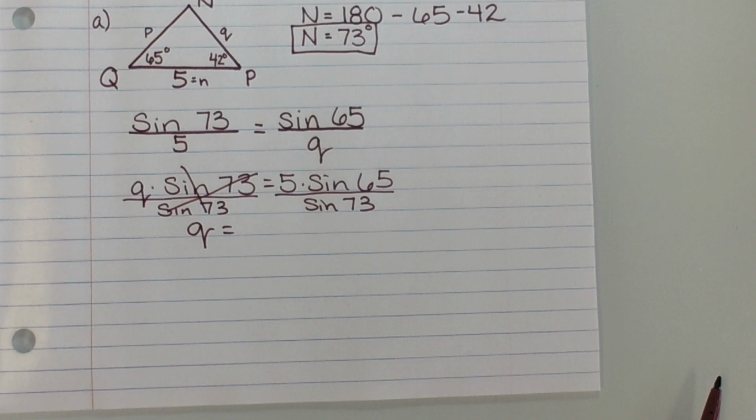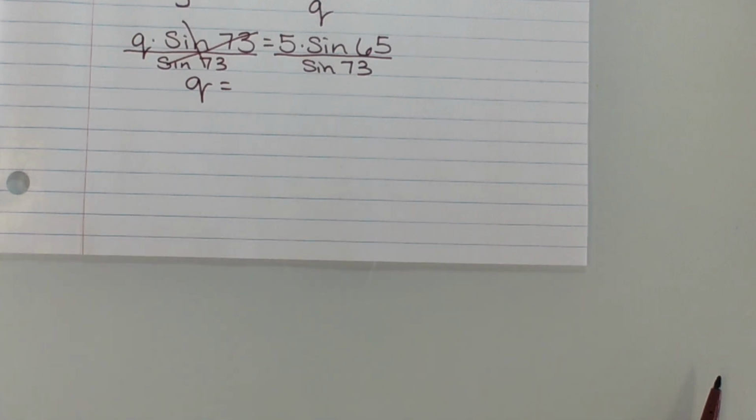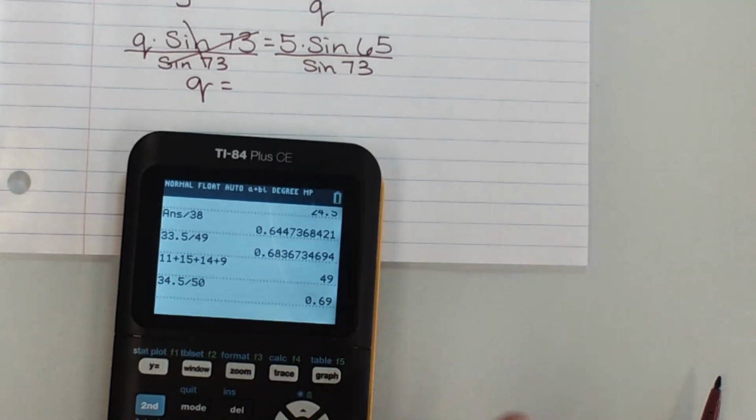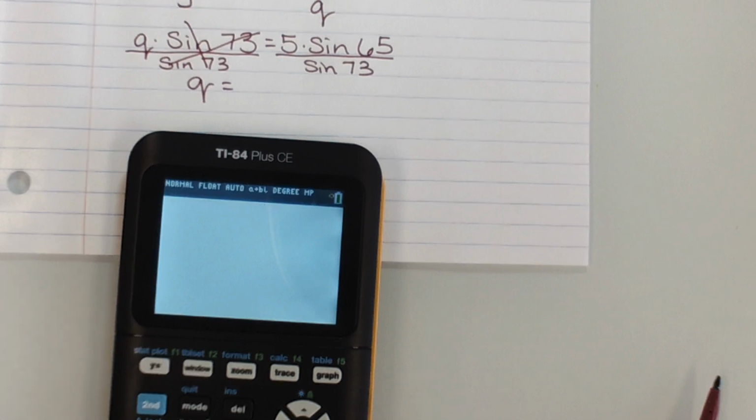It's not pretty, but that is a really calculator-friendly equation. 5 sine of 65 getting divided by sine of 73. Make sure you are closing your parentheses on your TIs. Rounded to the nearest hundredth, 4.74.